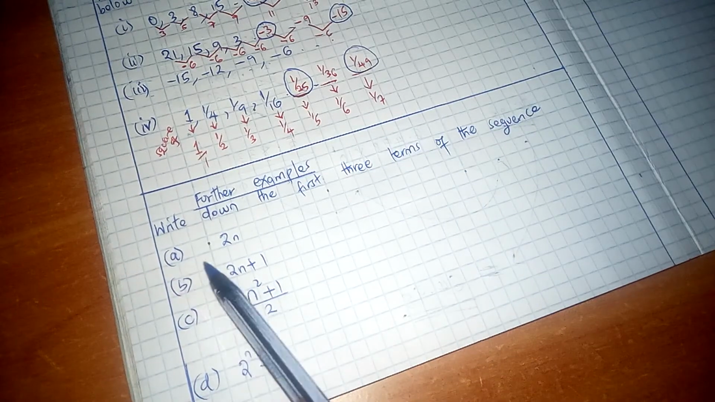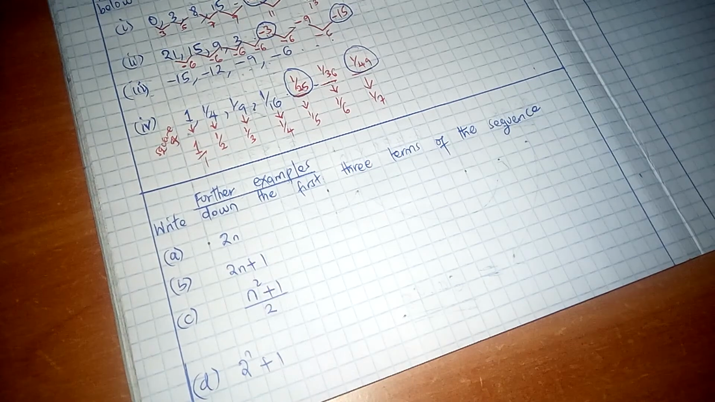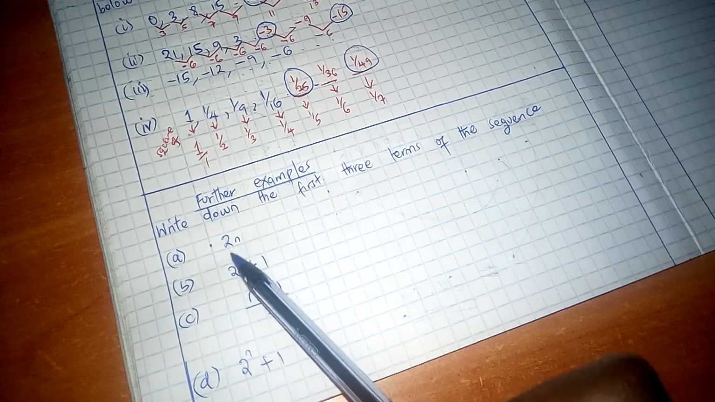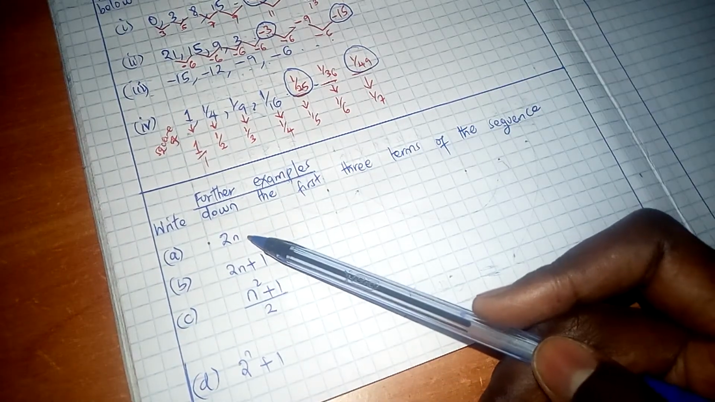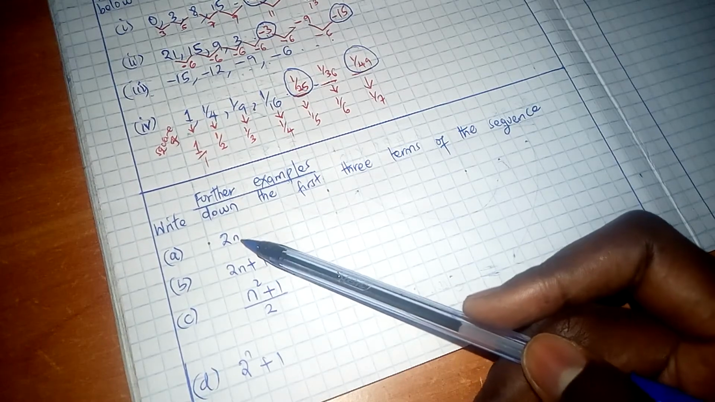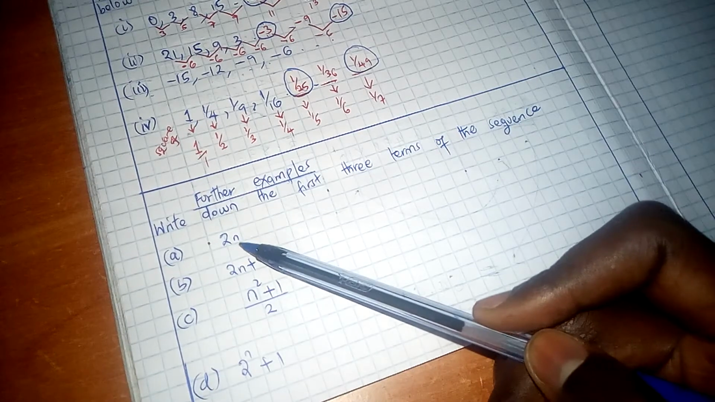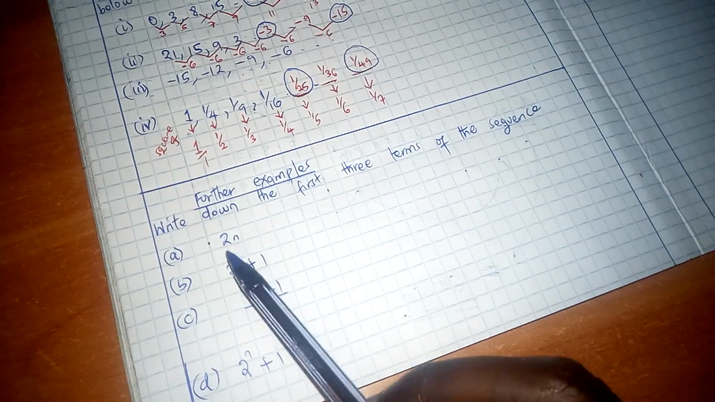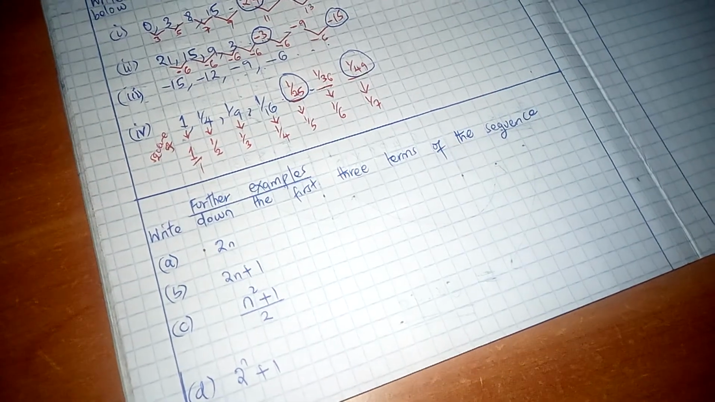The first sequence is given by the formula 2n. So this is just a formula for our sequence. So we have to write down the first three terms. So remember, this n refers to the nth term or the number of term that you are considering. So if you are to get the first term, meaning n is 1, if you are to get the second term, n becomes 2, and so on and so forth. So let us list down the first three terms here.